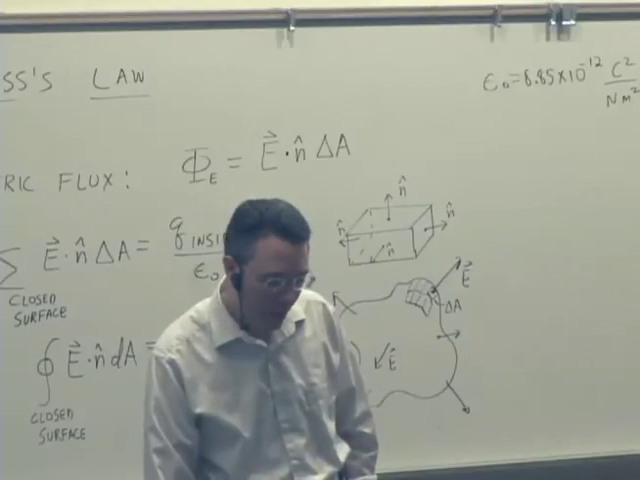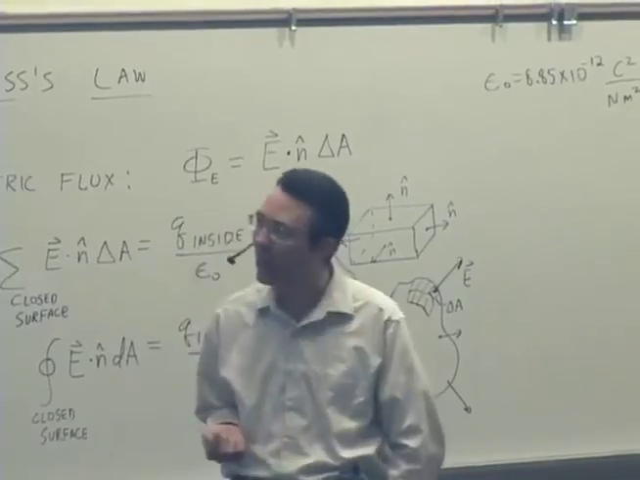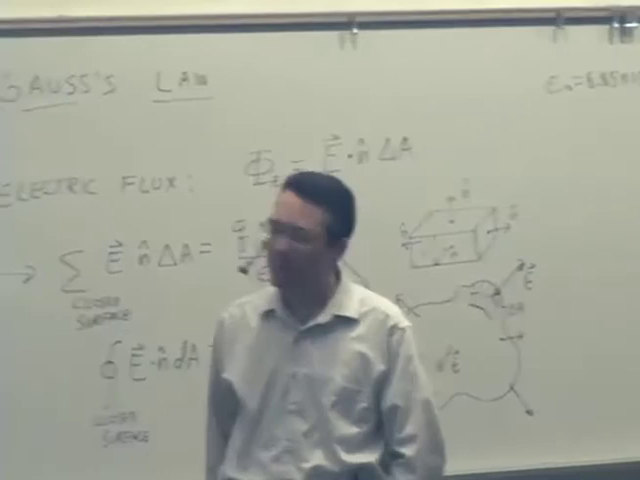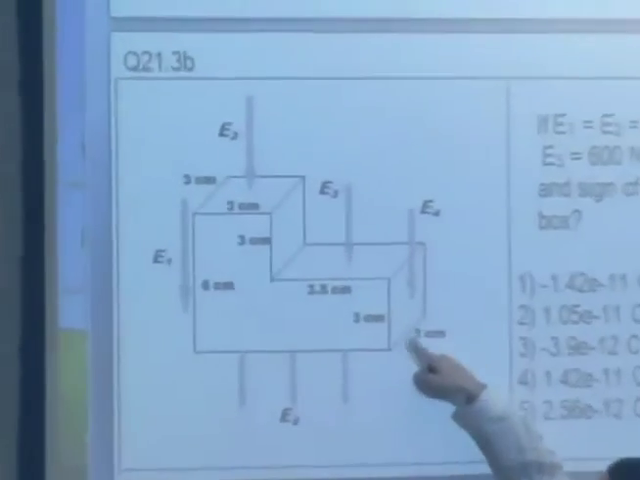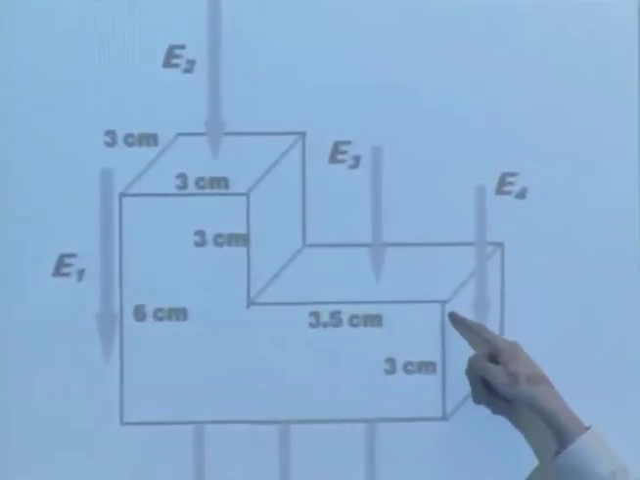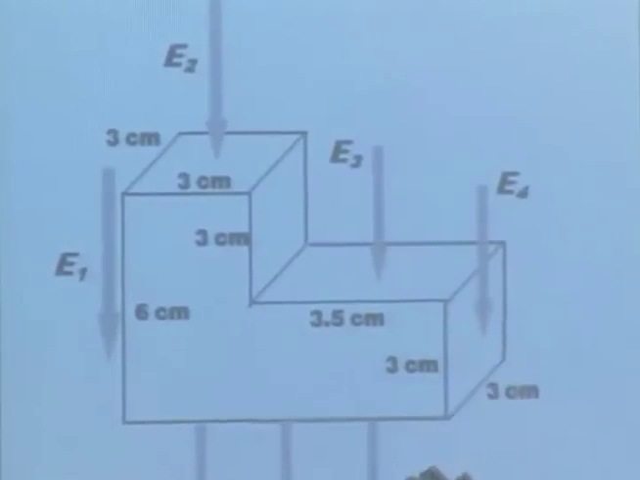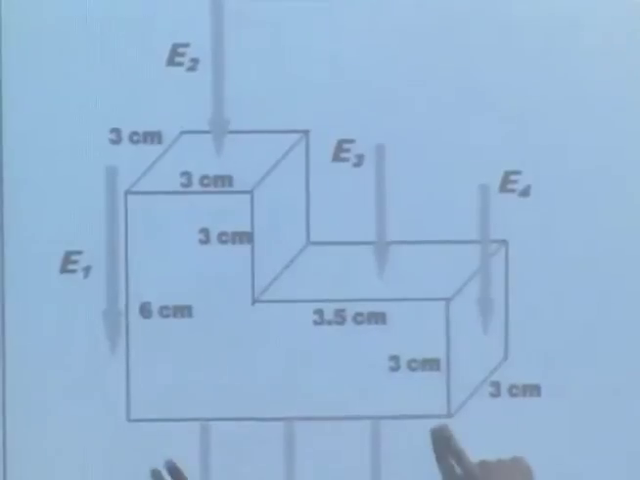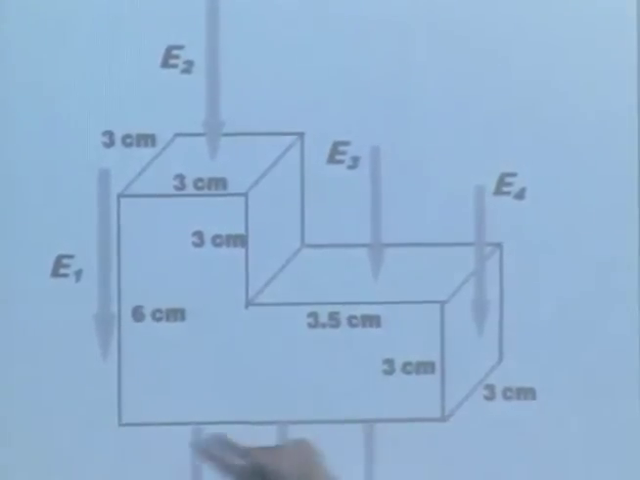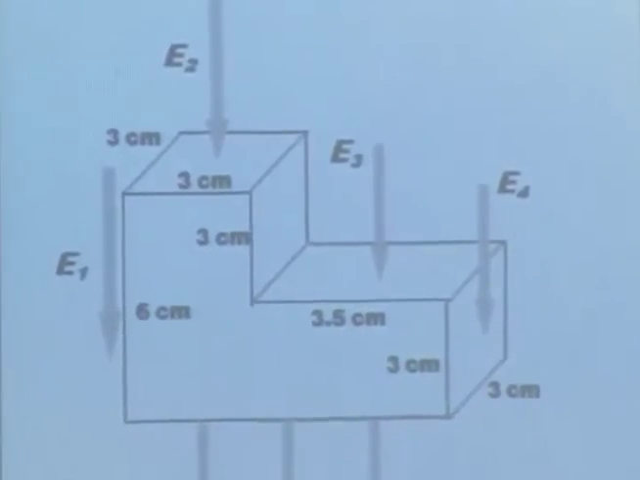Let's just do one more example here, and we'll require you to do all the flux calculations and find the charge itself. I have a funny-looking L-shaped figure here, and the dimensions, I'm not sure if everybody can read this, but the depth is 3 centimeters, the height is 3 centimeters, the height here is 6 centimeters, this is 3.5 centimeters, and then this is another length of 3 centimeters. So the total length, from this end to this end, would be 6.5 centimeters.